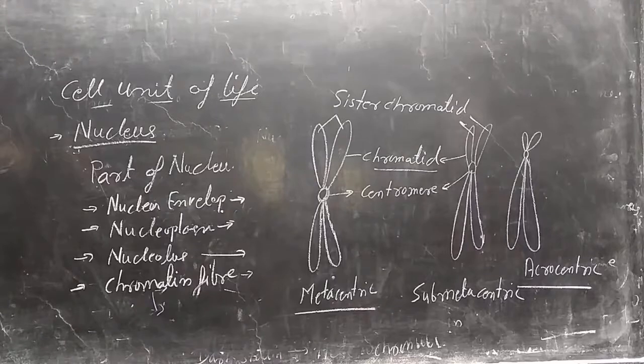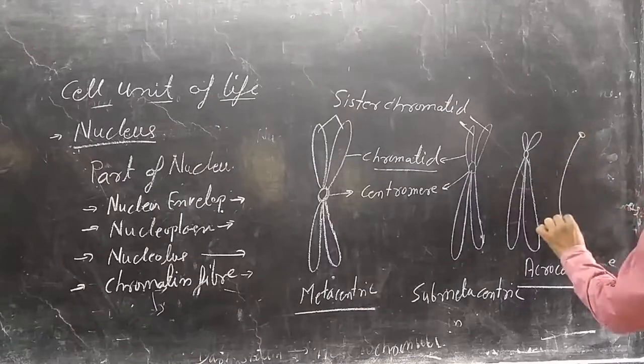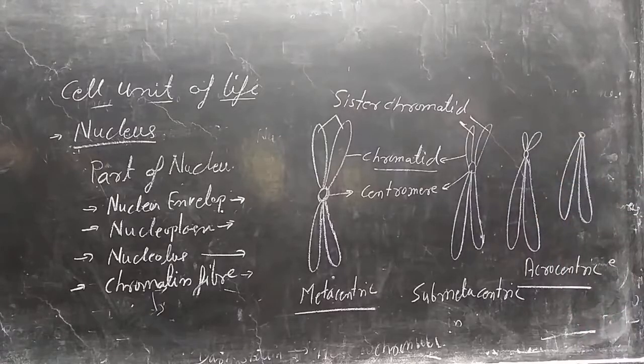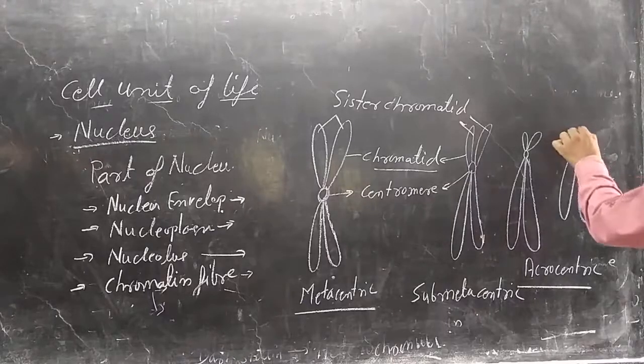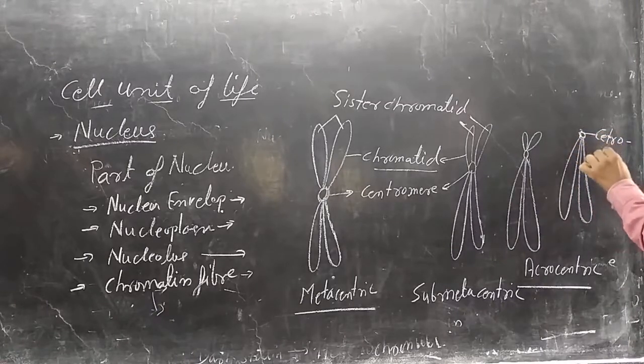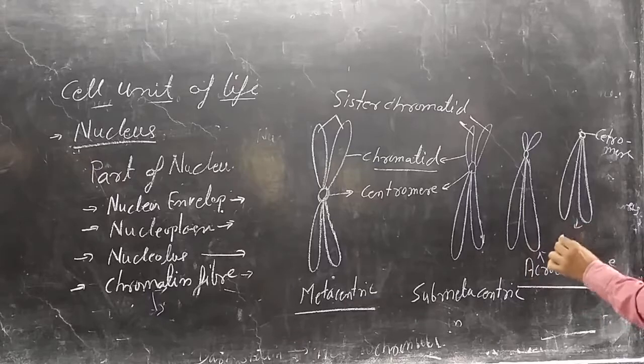And the fourth type of chromosome is one in which the centromere is at the terminal position, and only one branch is there, meaning the chromatids are present on one side and the centromere is in the terminal position here. This is the centromere, and such a type of chromosome is known as telocentric.